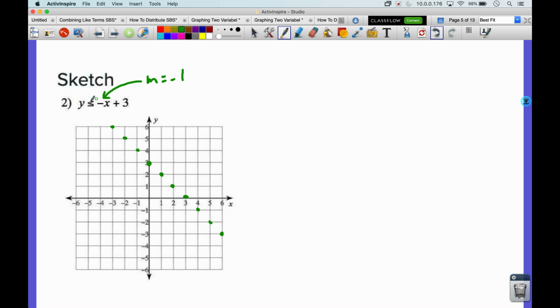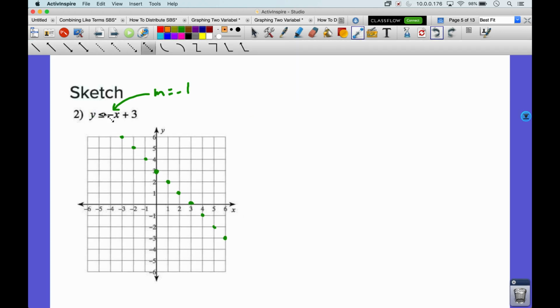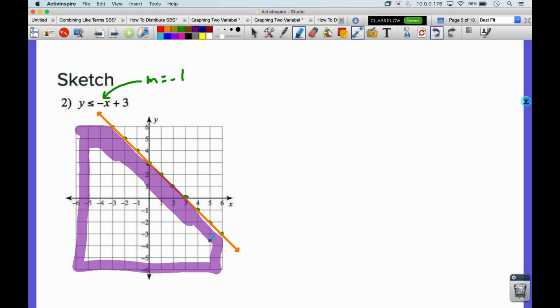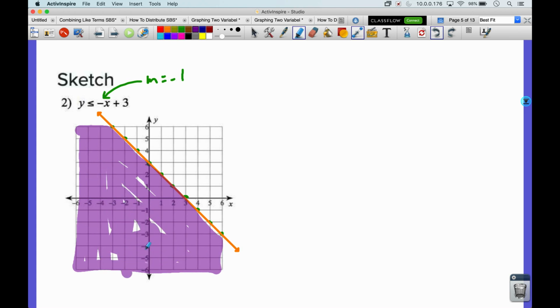Now it is a less than or equal to, because it has that or equal to, we want to include this line as part of our solutions. So I'll connect that up with a solid line. And now because it's a less than, we're going to shade below this line. So we're going to shade this region here. All right, and good enough.